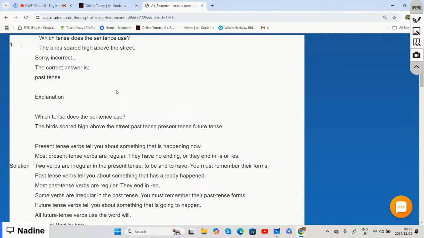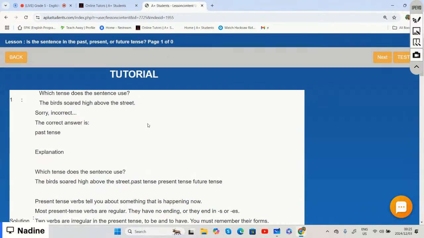This is definitely a review. So we need to say which tense the sentence uses, whether it is the present tense, the past tense, or the future tense. We need to say which tense the specific sentence uses, if it's in the present, the past, or the future tense.